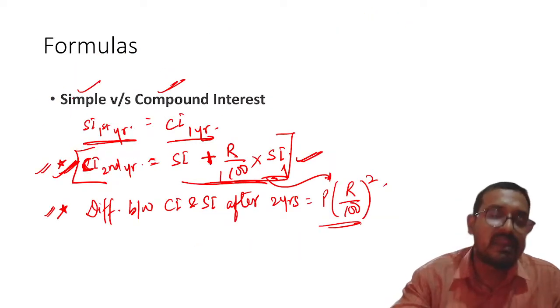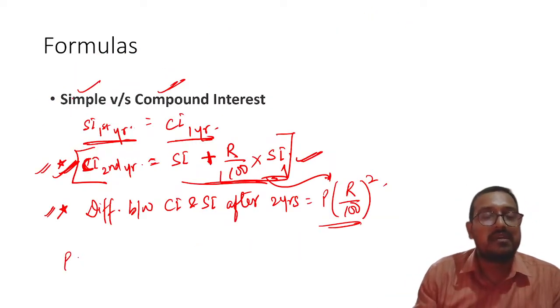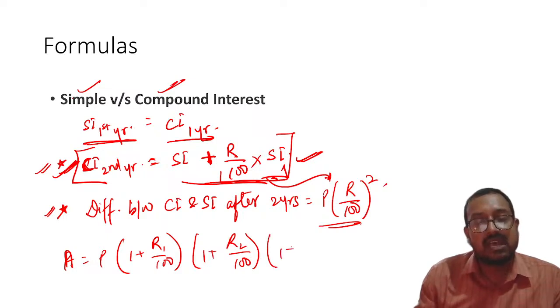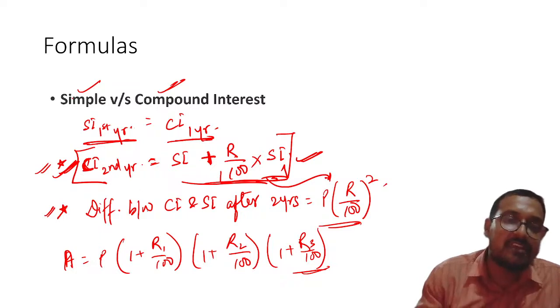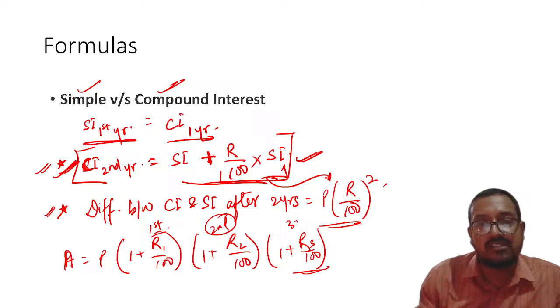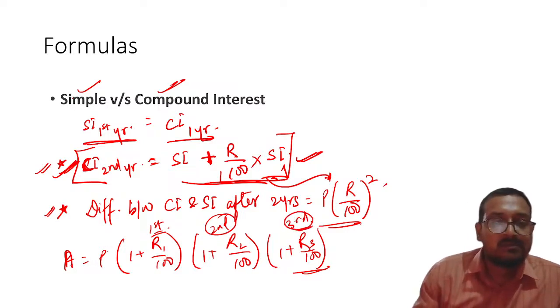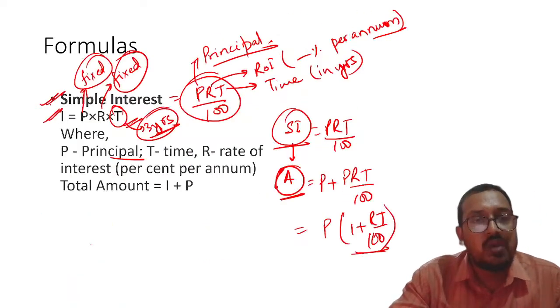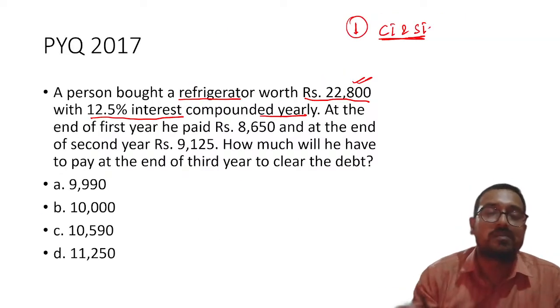Apart from that, there can also be a formula for the amount in compound interest if there are different rates of interest every year. It will become something like 1 plus R1 by 100, 1 plus R2 by 100, 1 plus R3 by 100. Please remember, if the rate of interest changes every year, this is the first year's rate, this is the second year's rate, this is the third year's rate. That is why the formula changes slightly. Understood? Now my dear students, let us go back and try to solve these questions.